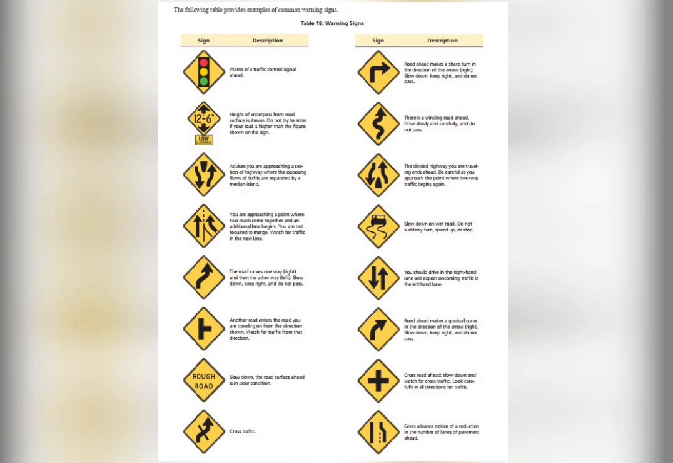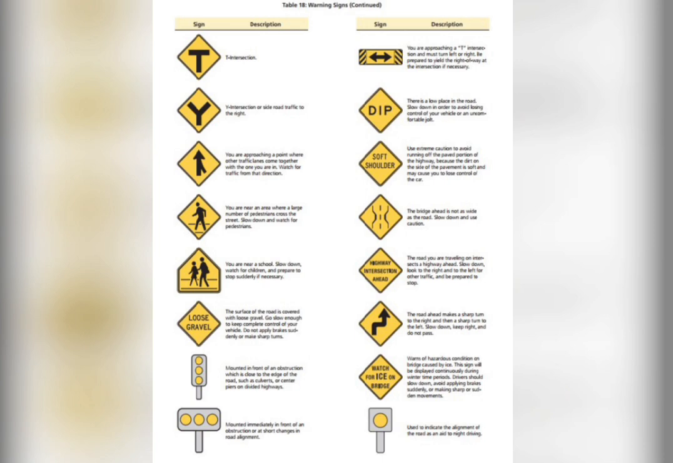Cross road ahead, slow down, and watch for cross traffic. Look carefully in all directions for traffic. Gives advance notice of a reduction in the number of lanes of pavement ahead. T intersection, Y intersection, or side road traffic to the right.